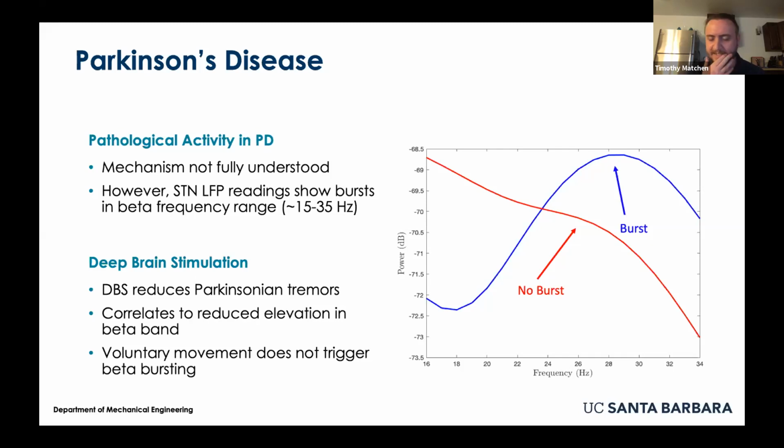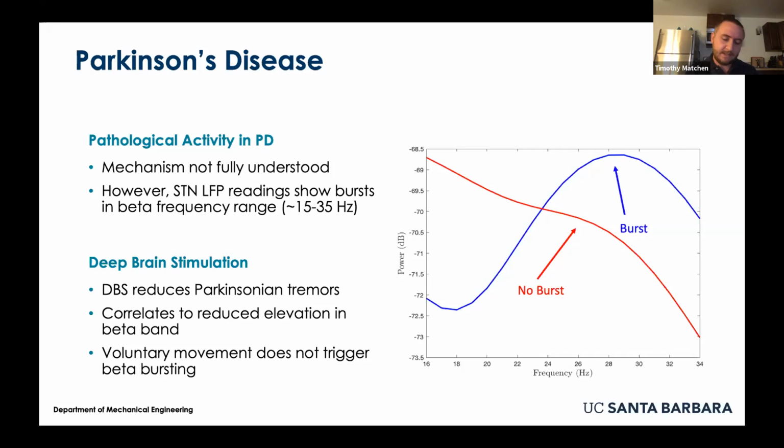An example of this is in the figure that you see here. The blue curve is something that we might see as a bursting behavior, where you do have this peak in the beta frequency range, whereas for the red curve, we don't see that same bursting behavior. So we wouldn't look at this as an example of bursting. One reason why we look at this specifically is because voluntary movement doesn't show this same elevation in beta frequency behavior. So it looks like it's actually associated with pathological behavior in Parkinson's disease.